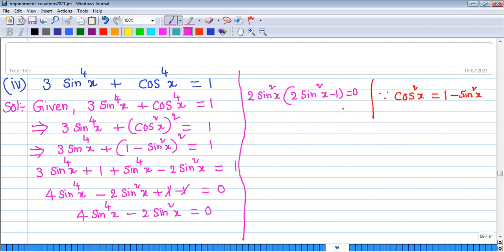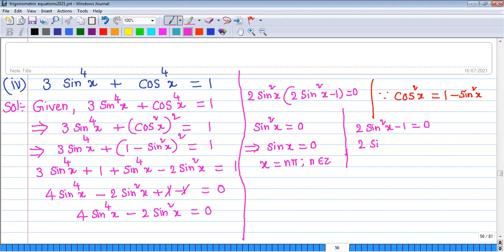Two cases we will get. 2 sine square x is equal to 0 means sine square x equal to 0, which means sine x is equal to 0. So directly we can write x is equal to n pi, n belongs to Z. So now another solution, 2 sine square x minus 1 is equal to 0. 2 sine square x equals to 1. Sine square x equals to 1 upon 2.